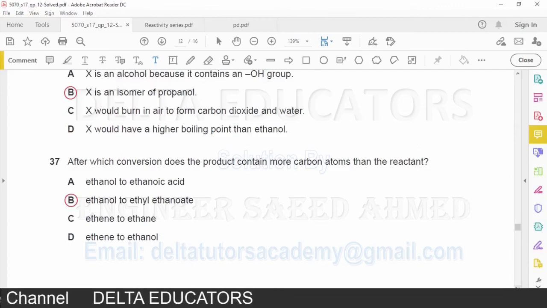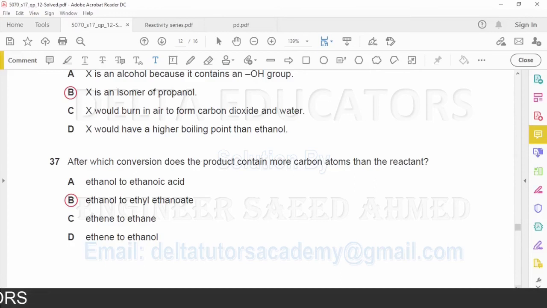Question number 37. After which conversion does the product contain more carbon atoms than the reactant? Option A, ethanol to ethanoic acid. No, in ethanol and in ethanoic acid, in both compounds there will be two carbon atoms. It will be the same carbon atoms, so this one is incorrect. Option B, ethanol to ethyl ethanoate. Yes, it is the correct option. When we react ethanol with ethanoic acid, we get ethyl ethanoate.